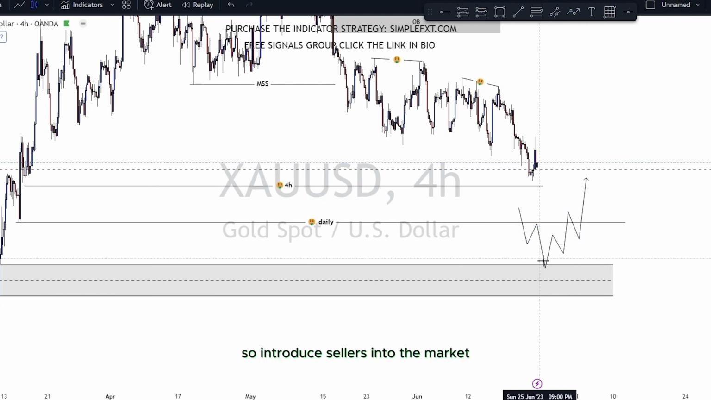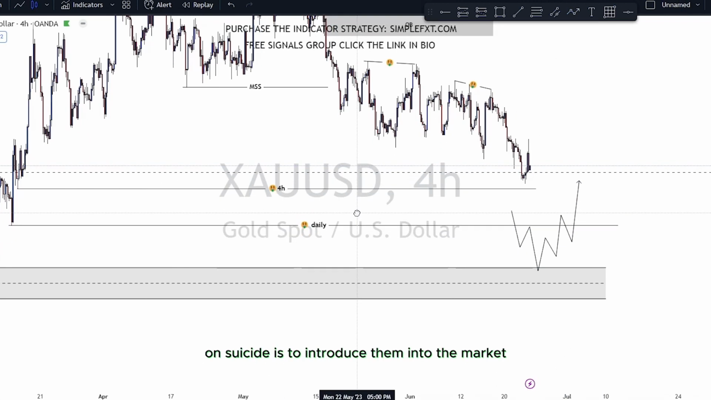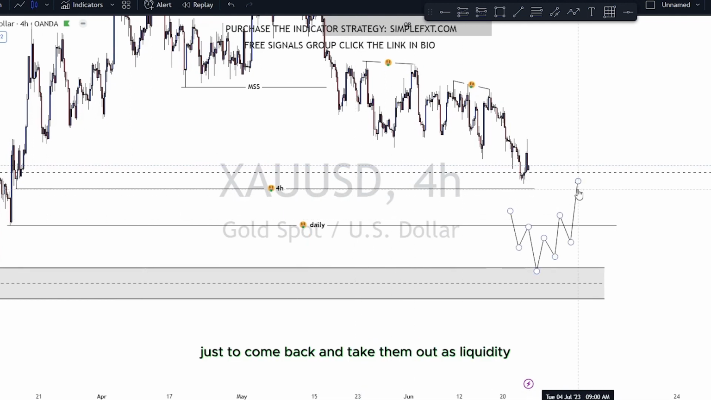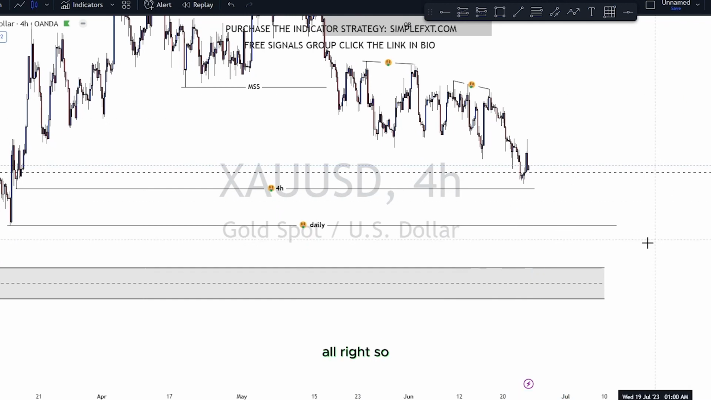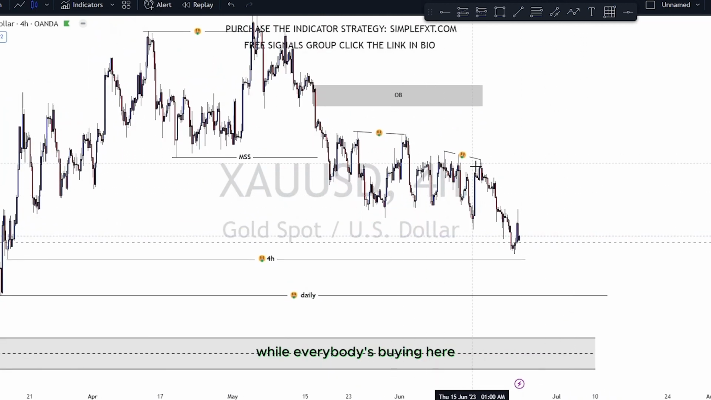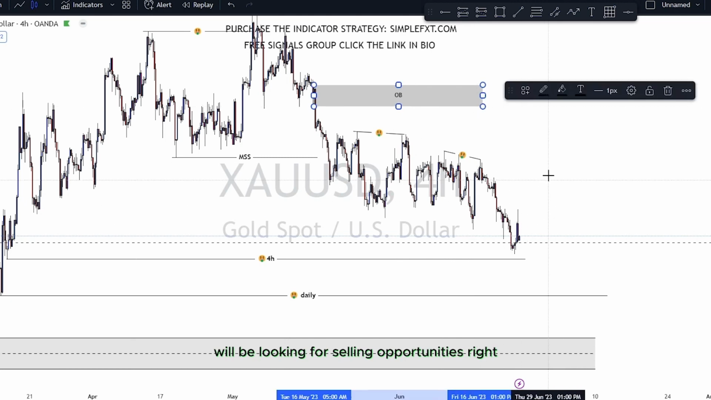So introduce sellers into the market. The whole point of buy side and sell side is to introduce them into the market just to come back and take them out as liquidity. All right, so while everybody is selling here, we will be looking for buying opportunities. While everybody is buying here, when price starts taking out these buy sides, we'll be looking for selling opportunities, right?